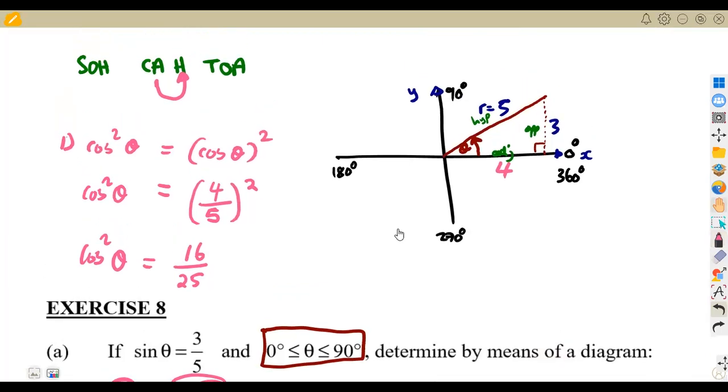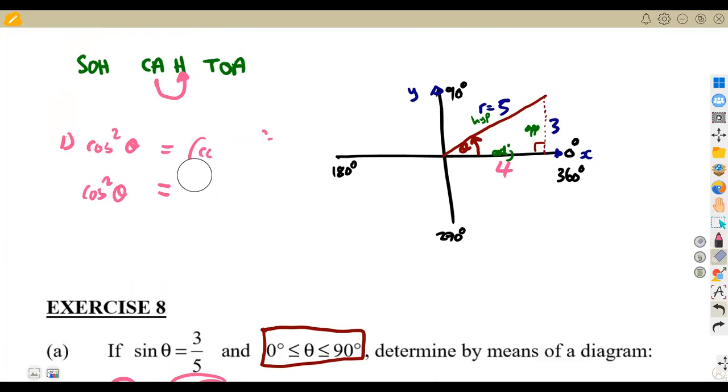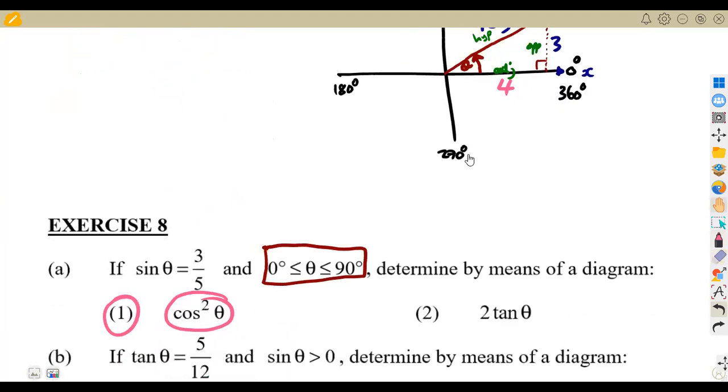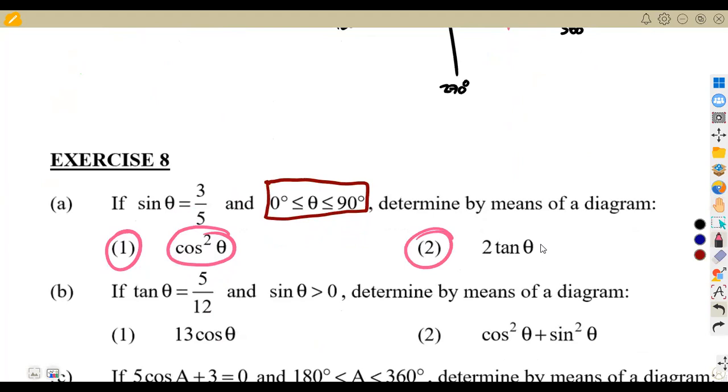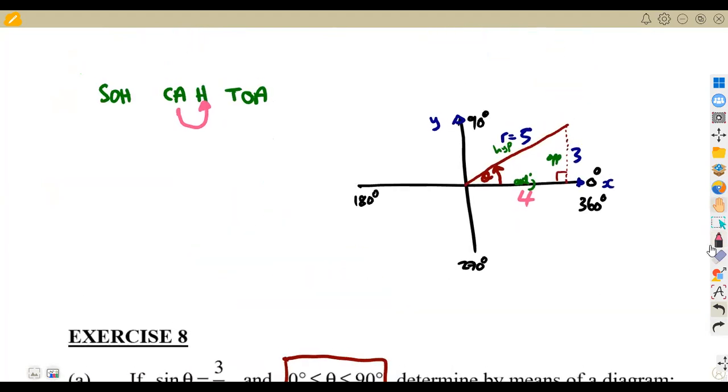All right, so as you can see, once you've got a complete diagram, it will be easier for you to calculate whatever you want to calculate, because your diagram is complete. And let us move on to number 2, which is 2 tan theta. There we are supposed to calculate the value of 2 tan of theta. It's just a substitution, because we already have everything on this diagram, and tan of theta is the opposite over the adjacent.